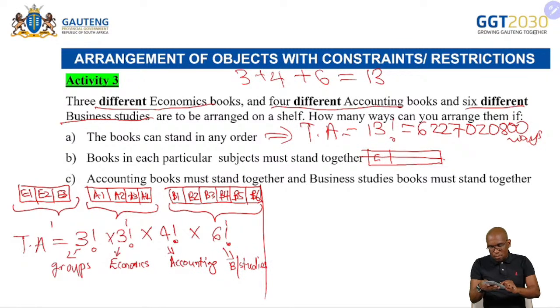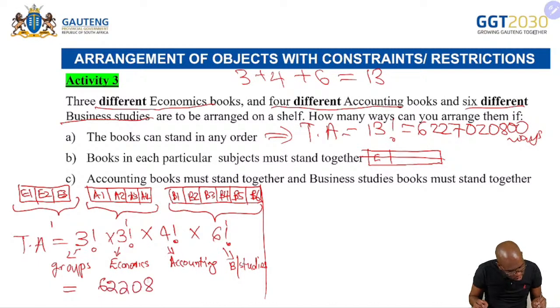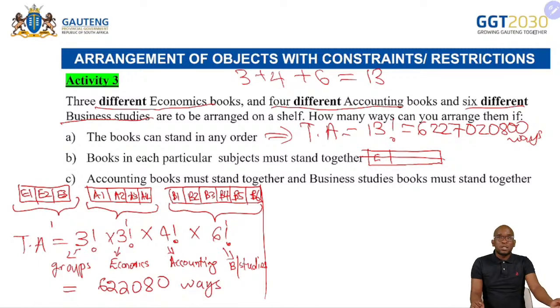Now, if you multiply, this would be 3 factorial times 3 factorial times 4 factorial times 6 factorial. So the total arrangement would be 6222080 ways. These are the total number of ways when the books of each particular subject must stand together.